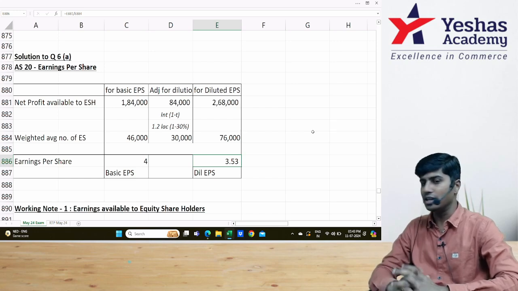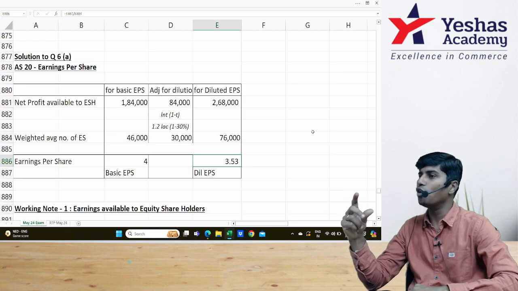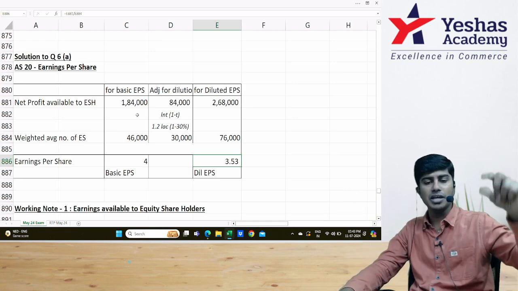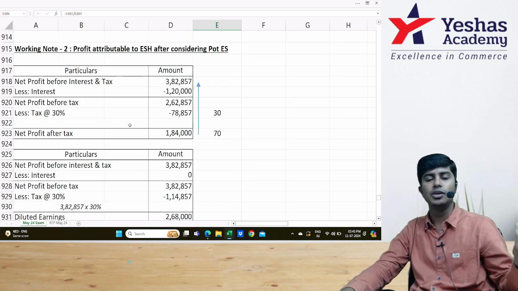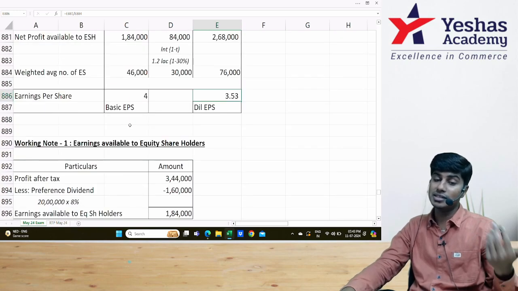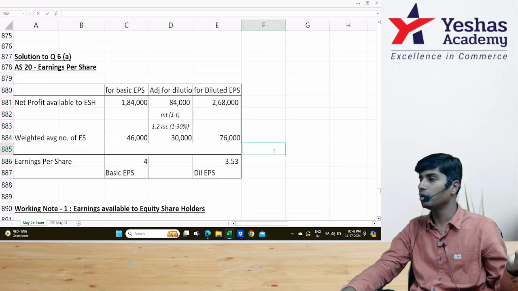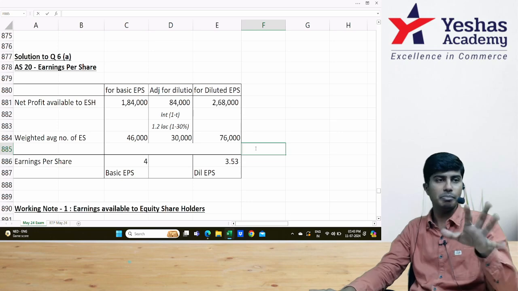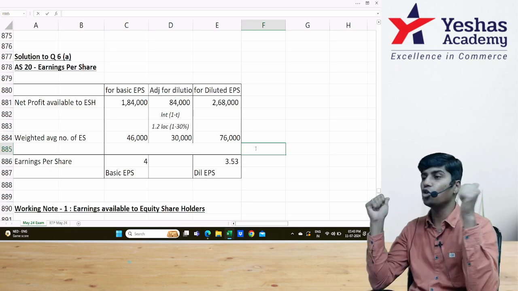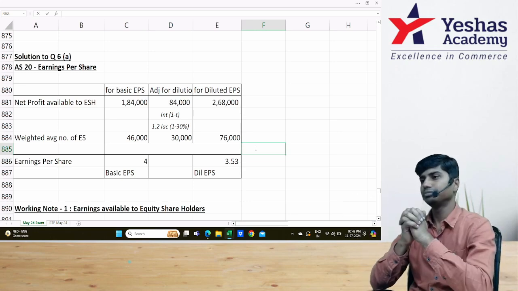Usually the presentation of the answer is not like a table. They write the formula. They compute basic EPS. They do all of these working notes and they do diluted EPS. I personally feel you would like it more and understand it better in this form. So that's the reason I presented it this way. This is a 4-marker question in the exam. Easy.